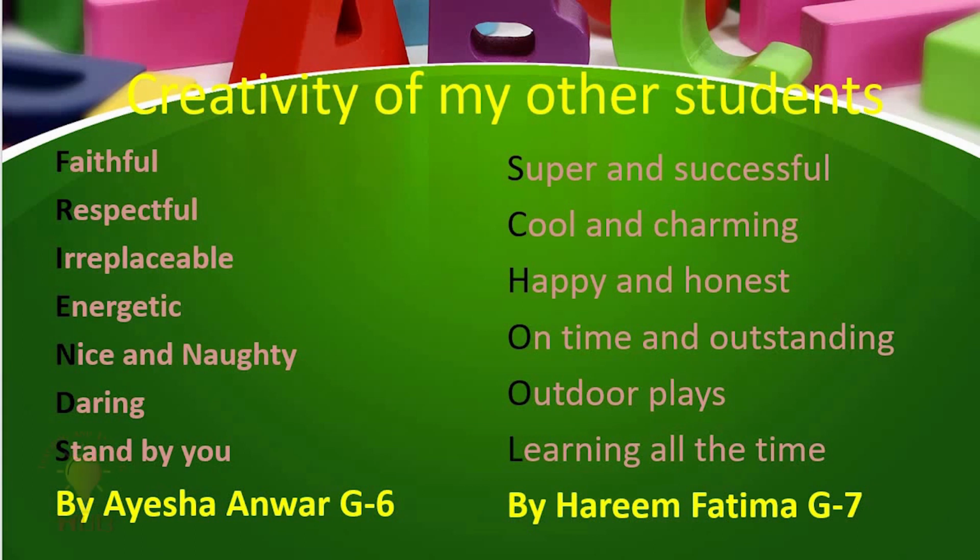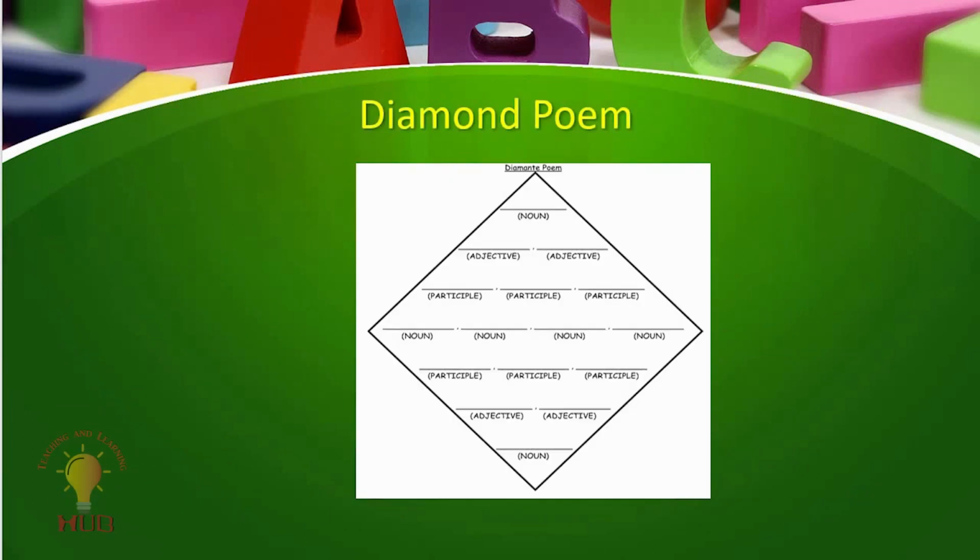Another way of writing or creating poems is the use of diamond poem. Diamond poem is an interesting way in which the students will use nouns, adjectives, and participles to write the poem. First of all, they will select any object or subject for that. The subject could be, for example, winter, friends, anything they like, for example, maths, English. Then they will use a noun in the first line. The first line is comprised of one word, that is a noun.